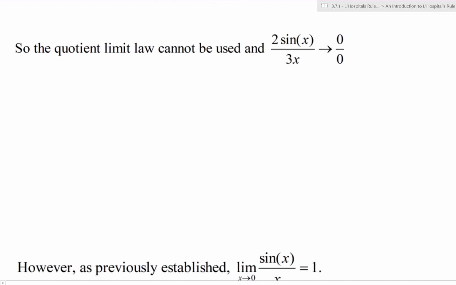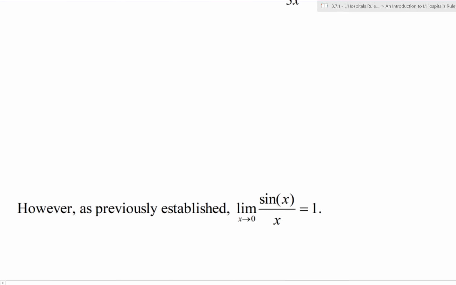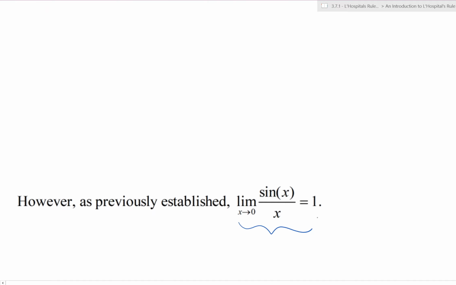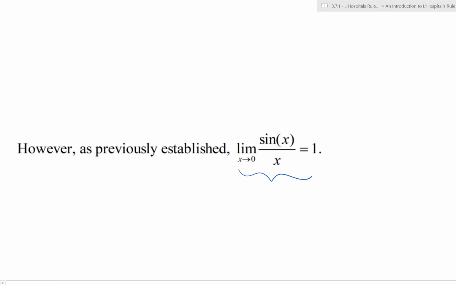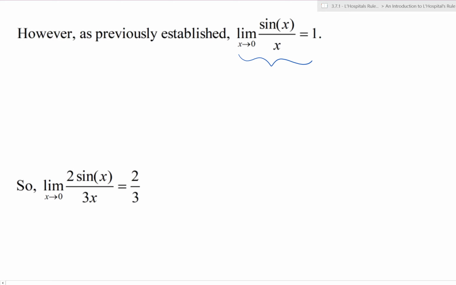Well, we have also already previously established that the limit as x goes to 0 of sine of x divided by x is actually equal to 1. And thus, using that result, we can say that the limit as x goes to 0 of 2 times sine of x over 3 times x should be 2/3, since you could just pull the 2/3 out in front, and you're left with 2/3 times 1. So the limit does exist, even though the original form had this form of going to 0 divided by 0.